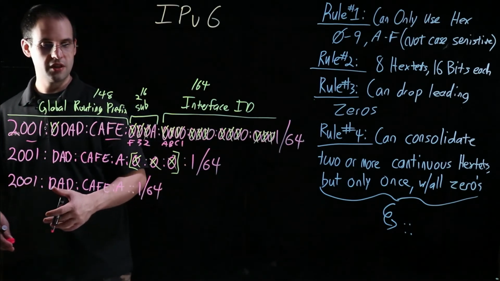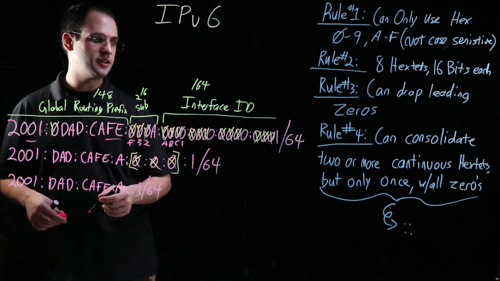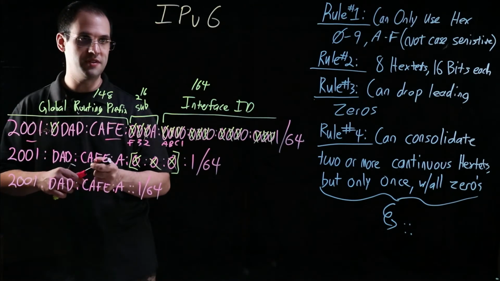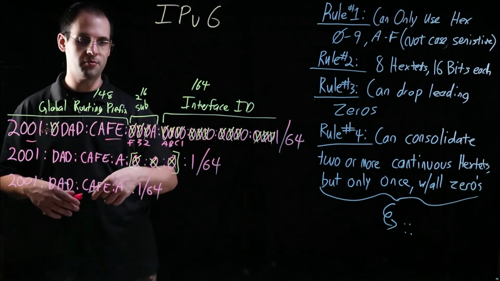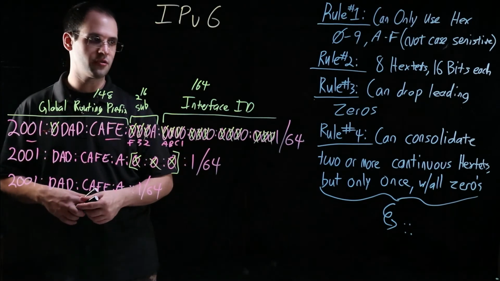Okay. So just some ways that we can consolidate our IPv6 addresses to make them a little more palatable for us to digest and work with, okay?